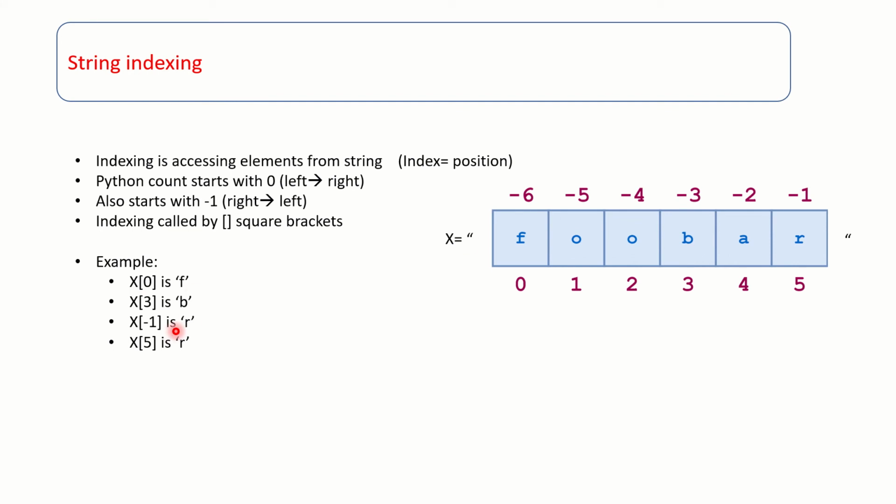In a similar way, we can use reverse index -1. -1 is here, the last element. So we can directly call x of -1, which is r. And then the same element we can call also by forward indexing, x of 5. In this indexing, we pass a single argument as a position.